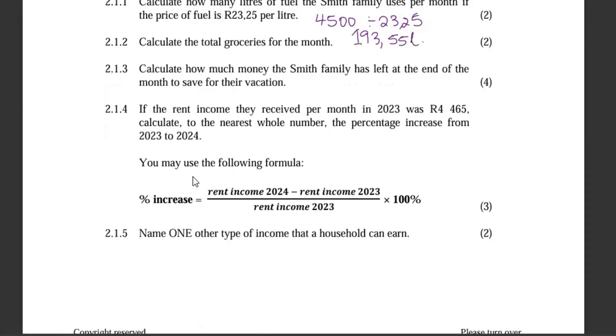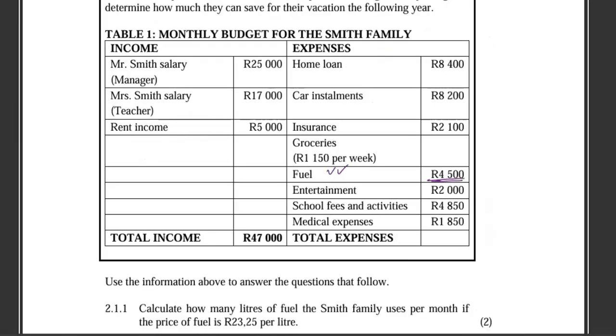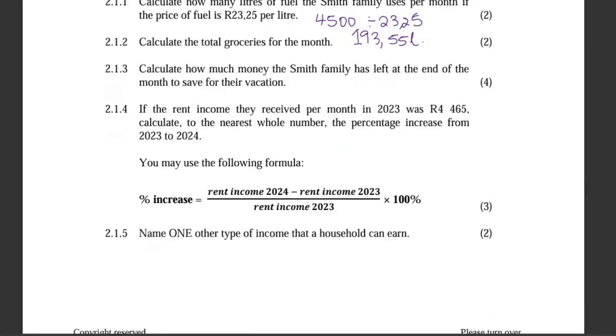Okay. Calculate the total grocery per month. Let's go there. Groceries, where are they? They buy this a week, 1,150. So what are we going to do? We shall say 1,150 times 4. Why am I multiplying by 4? We believe a month has 4 weeks.